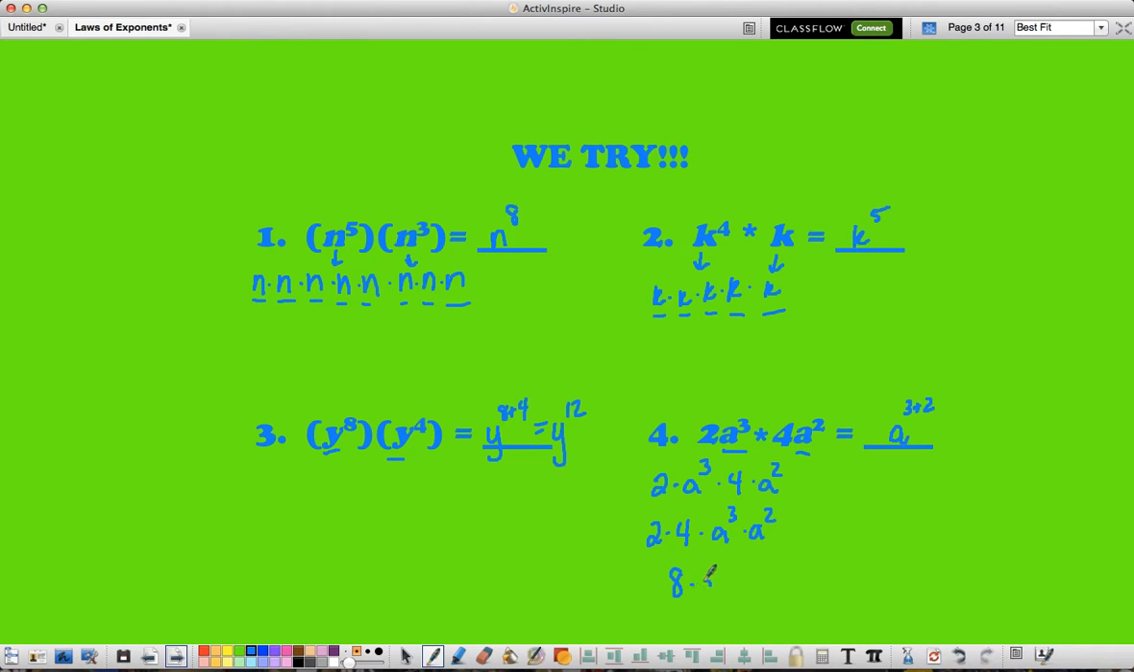So I can do 8 times a cubed times a squared. I can do that first. So I can multiply my two whole numbers and get 8 and then keep my base and add my exponents. So here I know I should get 8a to the 5th power. And remember, the 3 is only attached to the a, so it does not impact the 2. The only way it would impact the 2 is if this were in parentheses, and that would actually change things a little bit, which we'll look at down the road.